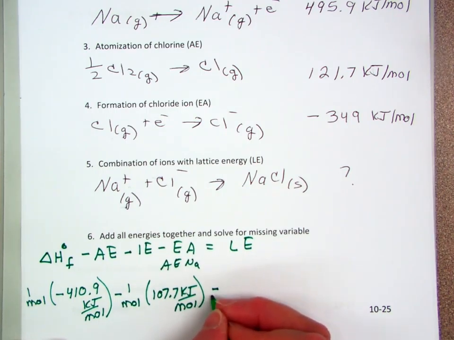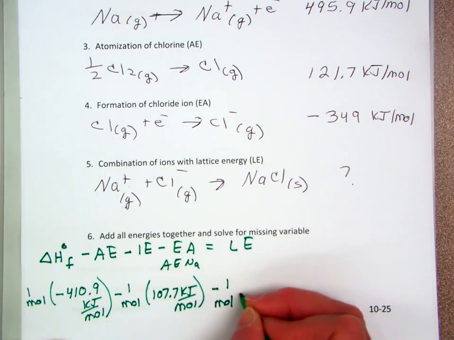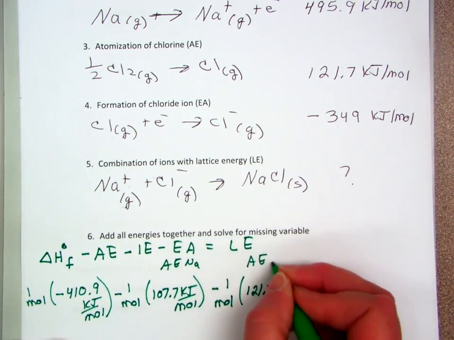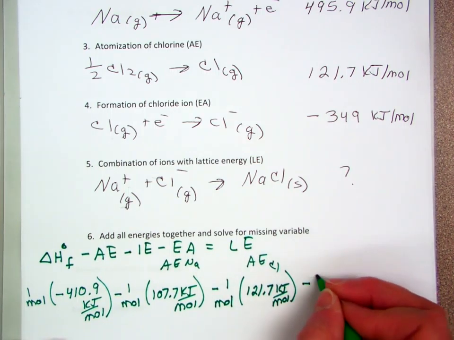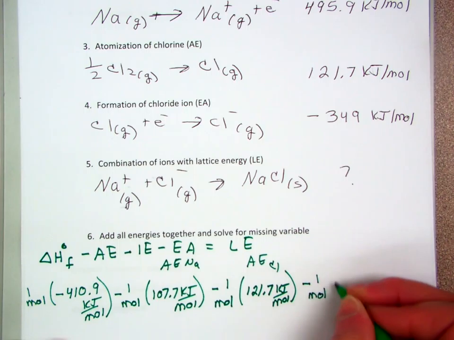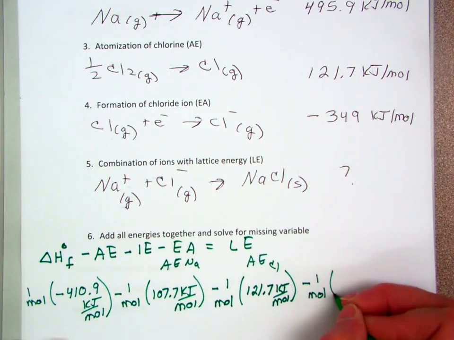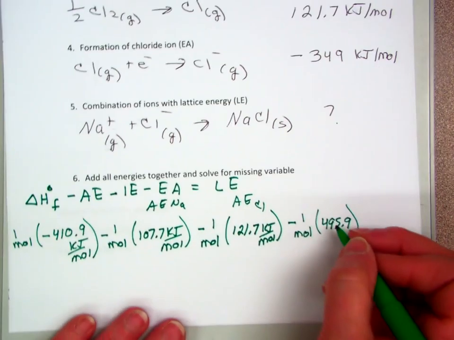Minus the atomization energy for chlorine. 1 mole times 121.7 kilojoules per mole. So that's the atomization energy for chlorine. Minus the ionization energy for chlorine, or for sodium, sorry. Ionization energy is making a cation. So minus the ionization energy, 1 mole times 495.9. I'm running out of room, so I'm not going to write the kilojoules per mole, but it's there.